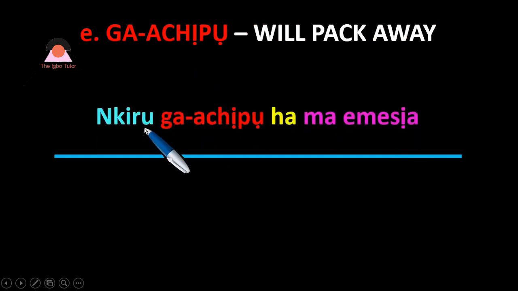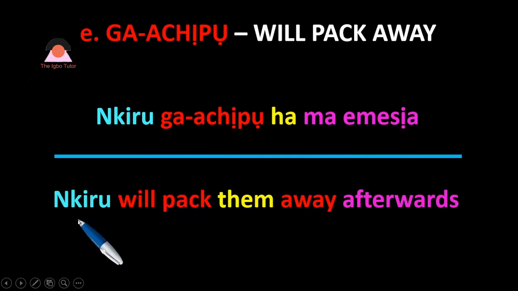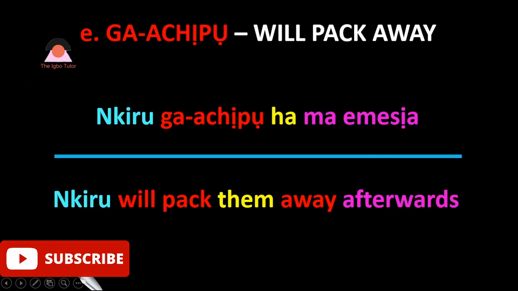Let's look at a sentence example. Nkiru ga achipo ha ma emesia. Let's see what this means. It means Nkiru will pack them away afterwards. Look at the colors. Memesia, afterwards. Okay. Nkiru will pack them away afterward.